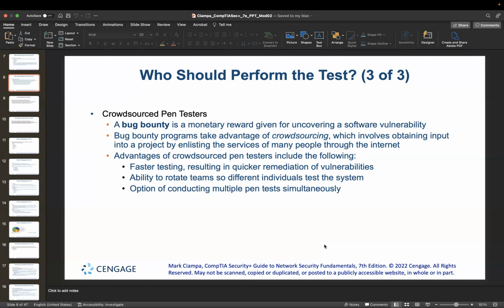The ability to rotate teams, so different individuals test the system with different skill sets, gives you the opportunity of different perspectives trying to break into it. And there's the option of conducting multiple pen tests simultaneously, because they all have a copy of your software at home. They all have a copy of Photoshop, let's say, and they all are trying to break into it from the comfort of their couches.